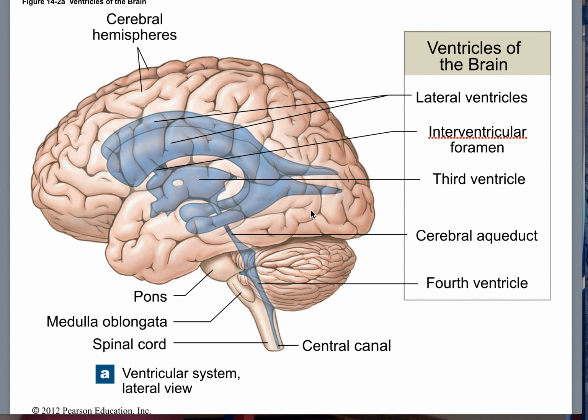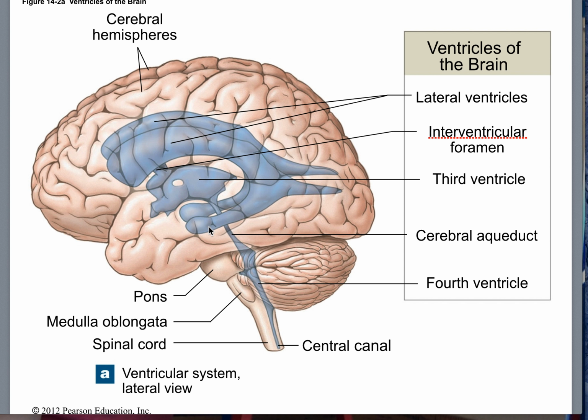Let's do a little review. Let's take a look. So these are the ventricles, right? We said that arteries, through the blood-brain barrier, take it into the choroid plexus, which makes it CSF. CSF washes throughout the lateral ventricles, through the interventricular foramen, into the third ventricle, right?